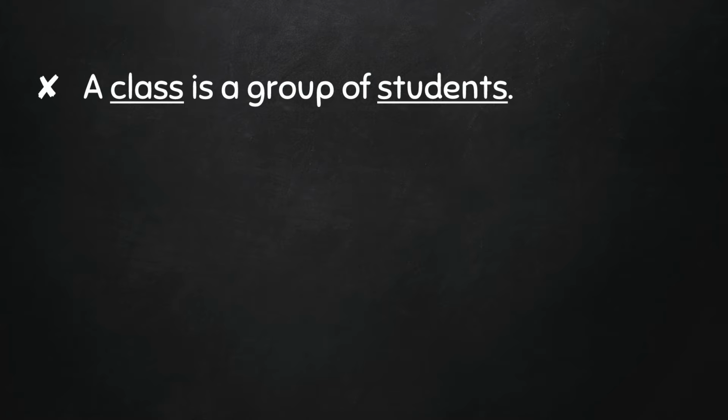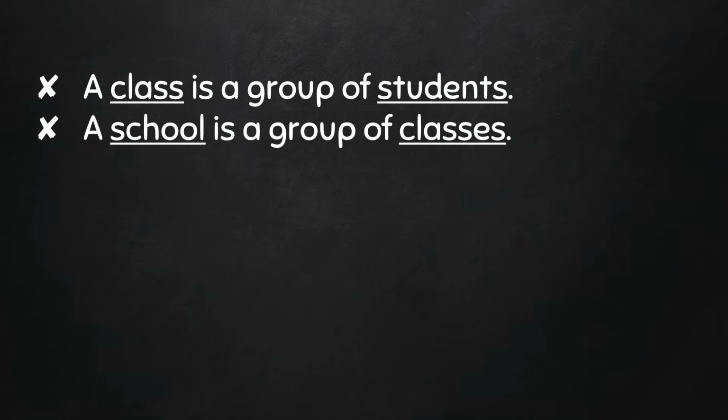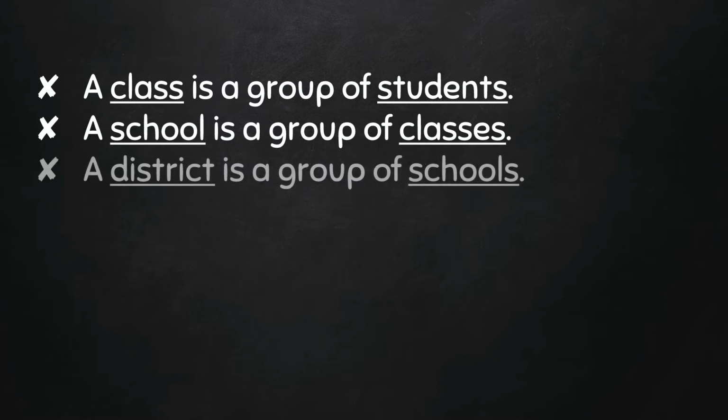But I can take that word class and make it plural, but it will no longer be collective. Here's an example. A school is a group of classes. So here, school is our collective noun because it's talking about a group. Classes is no longer collective because we are looking at them in the plural form, as in there's many of them. But if I want to talk about all the separate classes all together under one word, I would use the word school. I can then go on and say a district is a group of schools. District is now the collective noun, and I have changed school into a plural noun.